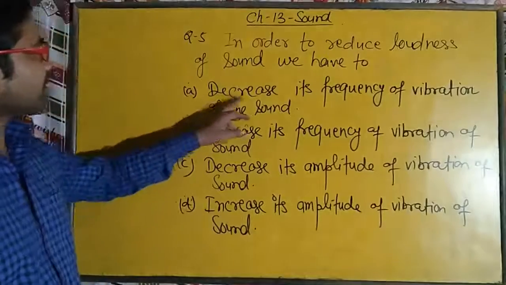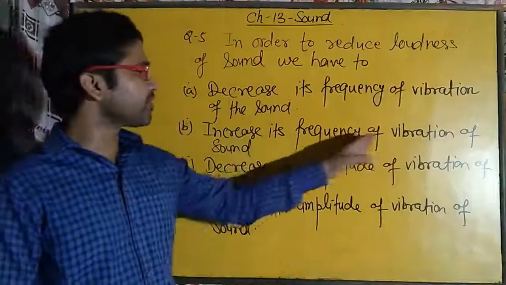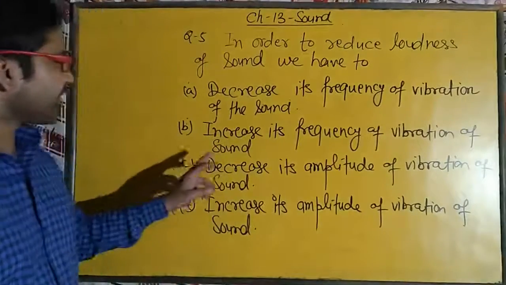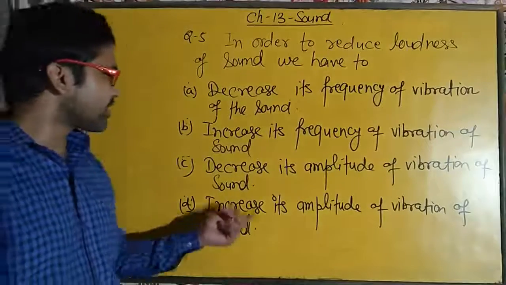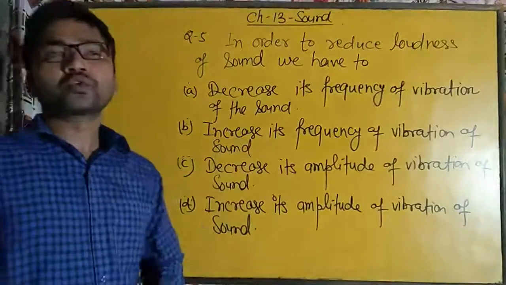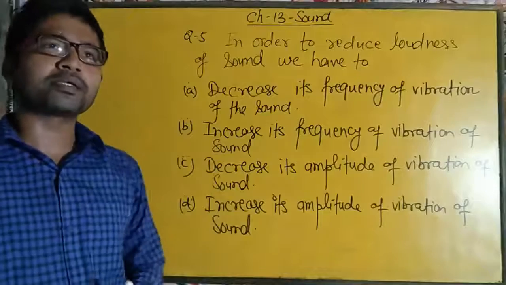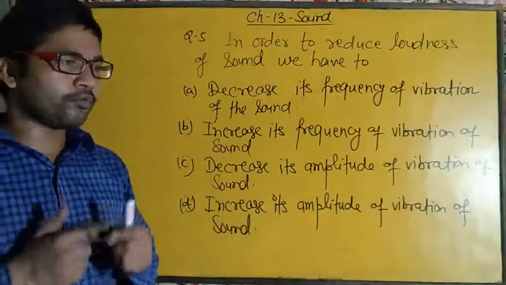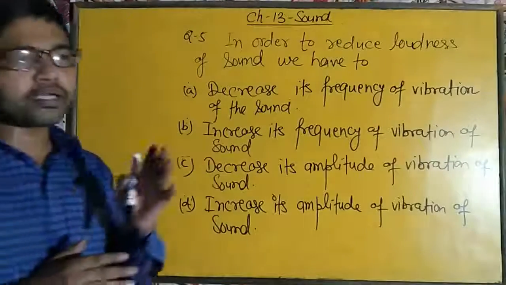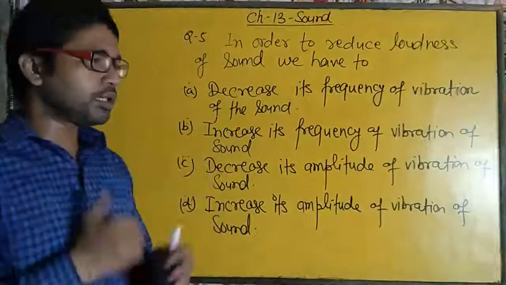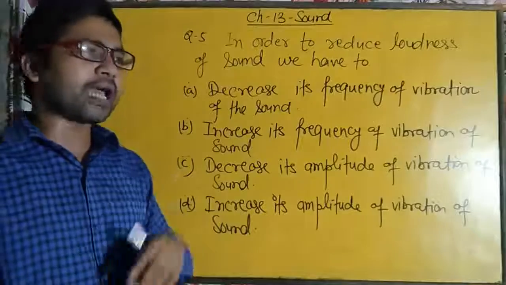So the first one is decrease its frequency of vibration of the sound. Then second one is increase its frequency of vibration of the sound. C is decrease its amplitude of vibration of the sound. And last one is increase its amplitude of vibration of sound. So students, if you try to answer this question, you should try to recall what you have learned about the loudness of sound, and try to relate how sound is related to other characteristics of a wave, like frequency, amplitude, time period, etc.